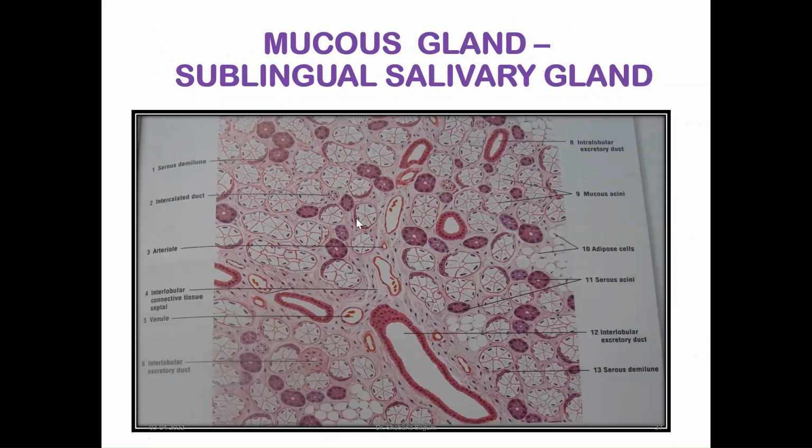These are mixed glands. We have both serous component and mucous component. And it is basically an artifact where the cluster of serous cells are seen attached to the mucous acini.